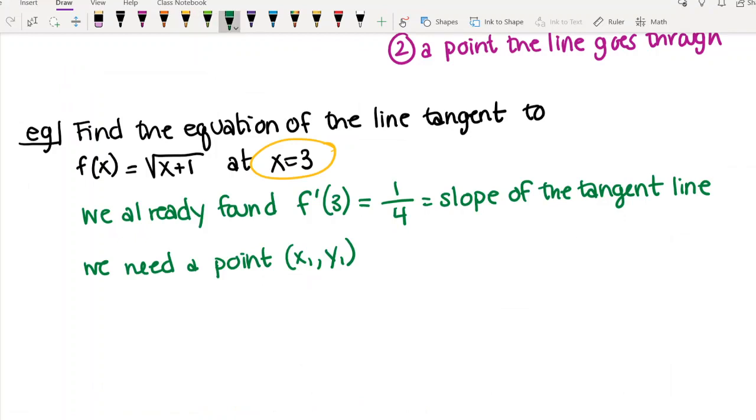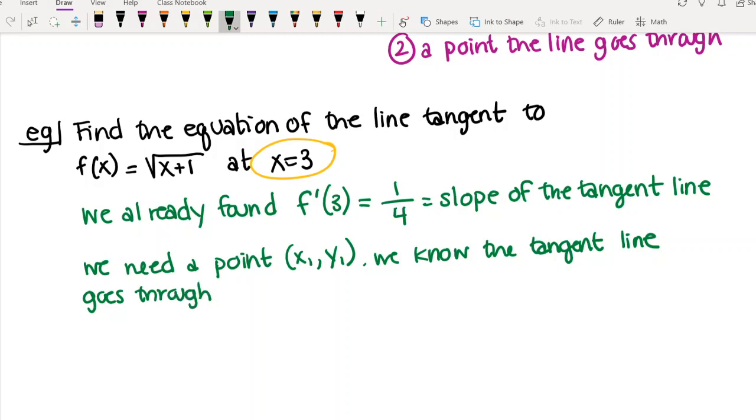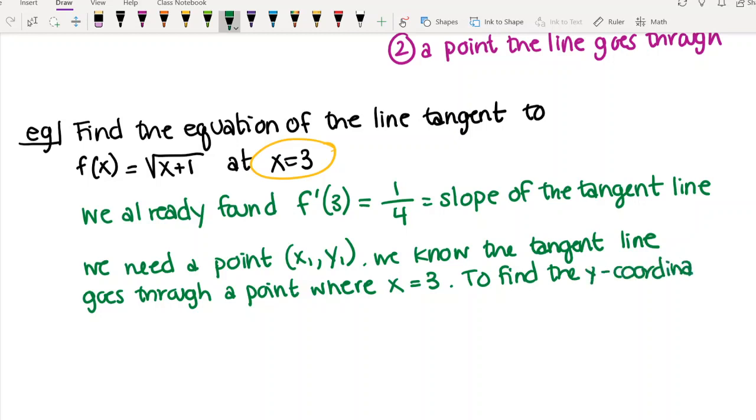So we know the tangent line goes through a point where x is equal to 3. So to find the y-coordinate, again, I think this is where, when you're in calculus, you almost have too much knowledge. I want you to go back, pretend you don't know anything about derivatives, and pretend someone said to you, here's your function.